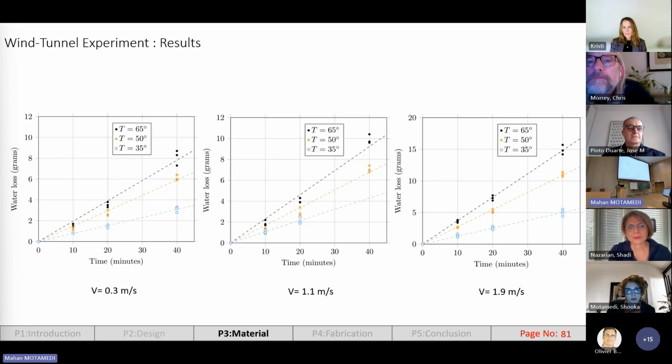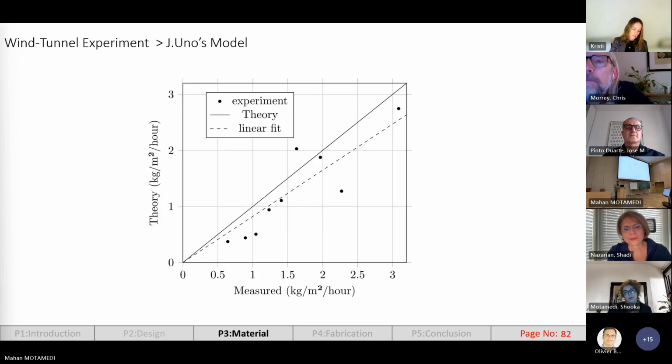Here we have a graph of the results, classified by wind speed and temperature. As you can see in all 3 results, the evaporation is following a linear process. If we compare the results of the theory, meaning the results from the J. Munoz formula, and the results from the experiment that we did with the wind tunnel, you can see the wind tunnel slightly has a higher evaporation rate.